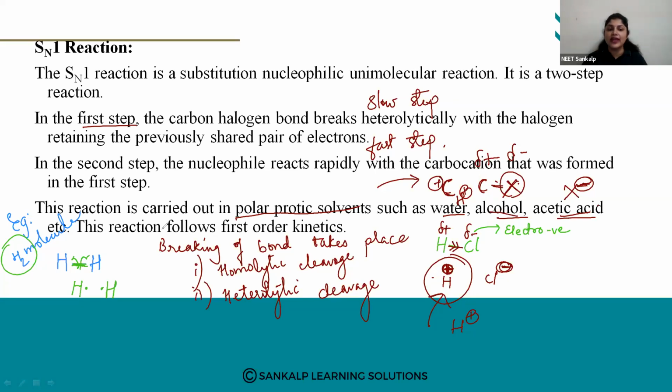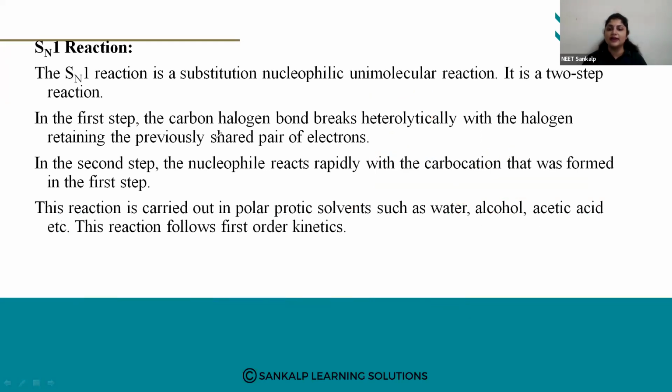So this reaction, SN1 reaction, it follows first order kinetics. Is this clear? So what is a nucleophilic substitution reaction? In that, the first type is SN1, that is substitution nucleophilic unimolecular. This is a two-step process. In the first step, what will happen? The carbon halogen bond breaks heterolytically.